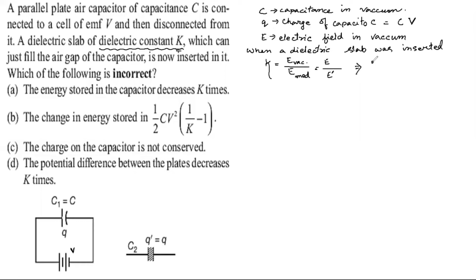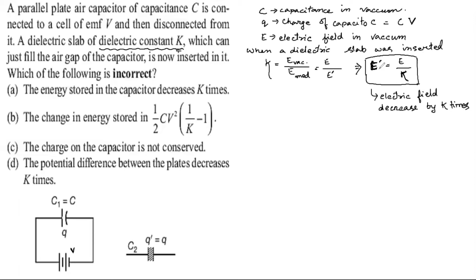So we are going to find that E dash is a smaller value as compared to the electric field E in vacuum, right? So this expression says that when you insert a dielectric slab between two metal plates, or in a parallel plate capacitor, the electric field decreases by K times, right?